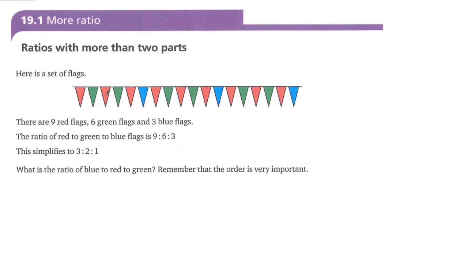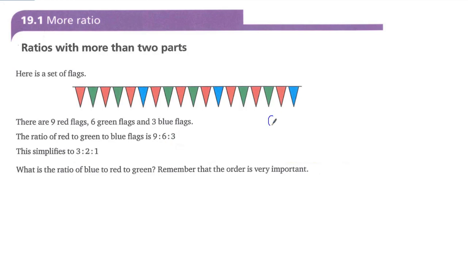So here we have some flags, as you see, red, green and blue flags. If we count them, we have 9 red, 6 green and 3 blue flags. So we can say that the ratio of red to green to blue flags is 9 to 6 to 3.